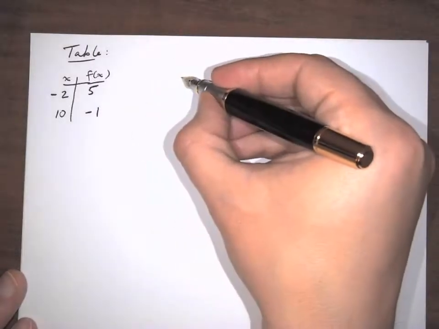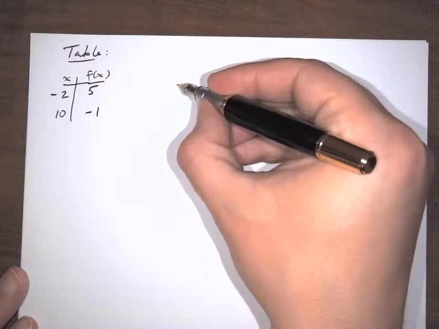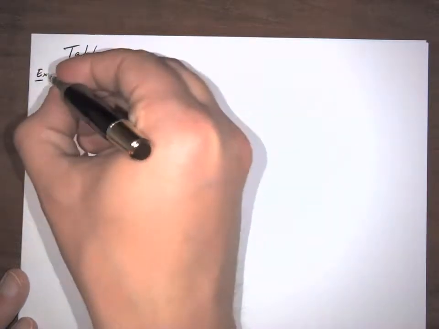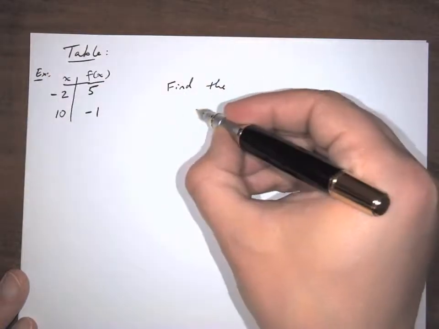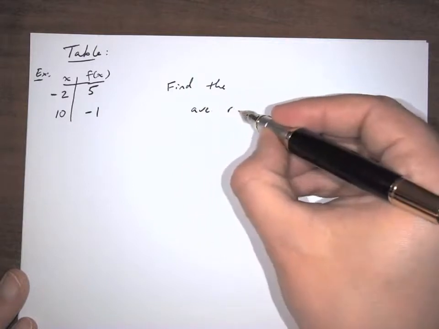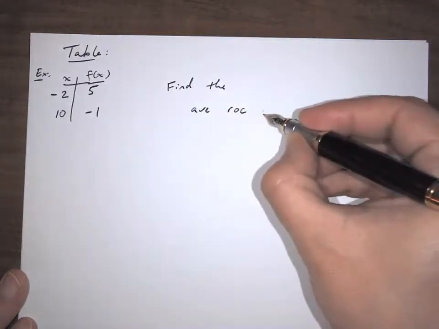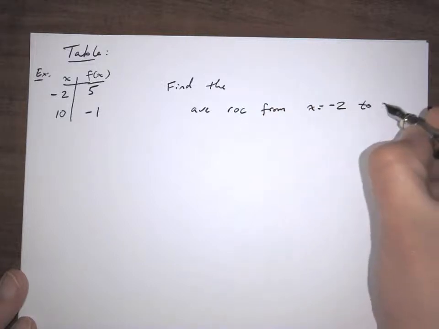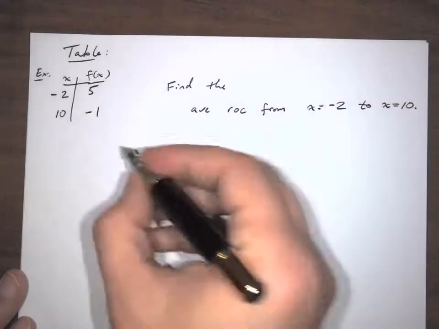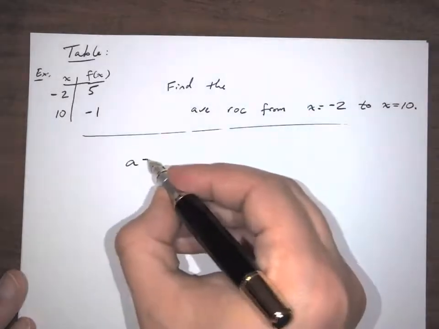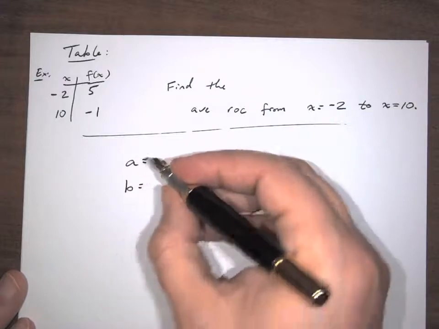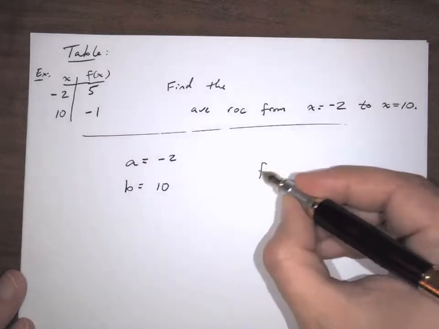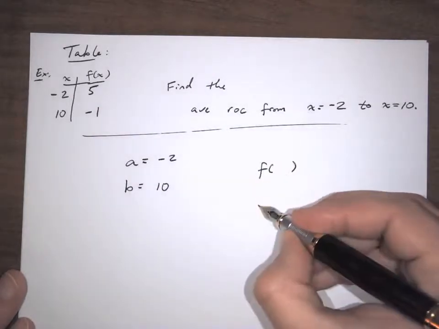So then, the important thing is we need to be given an interval. So find, this is an example, find the rate of change from x equals negative 2 to x equals 10. This is another way of wording it. And again, what we just need to do is cast all the roles. So a here is going to be negative 2, b here is going to be 10. And the question is, what's the f of a, what's the f of b?